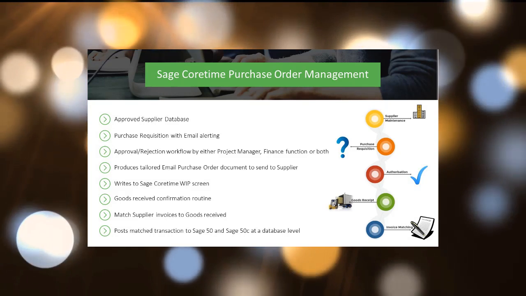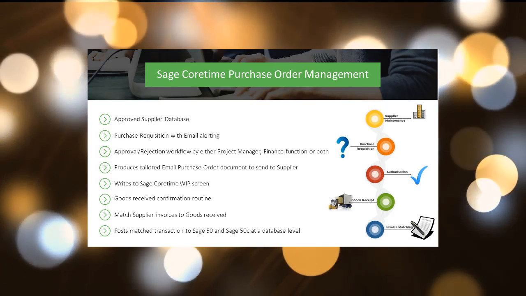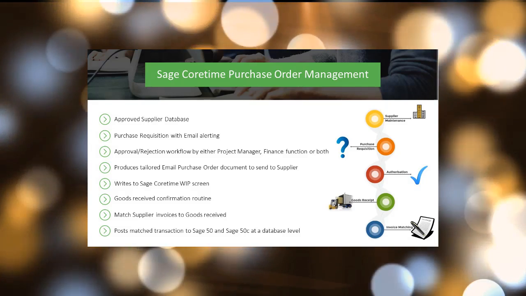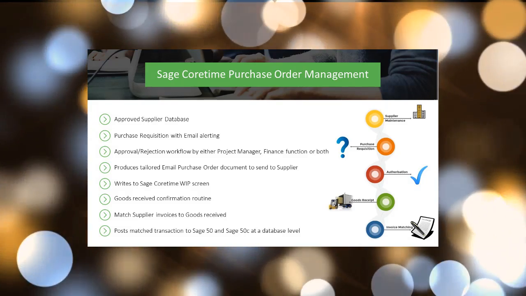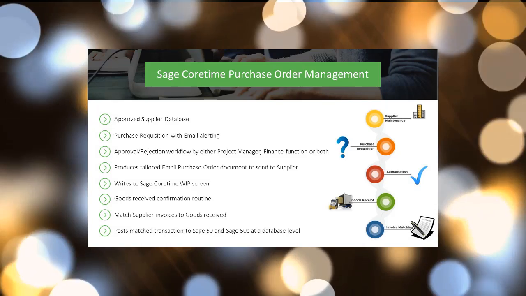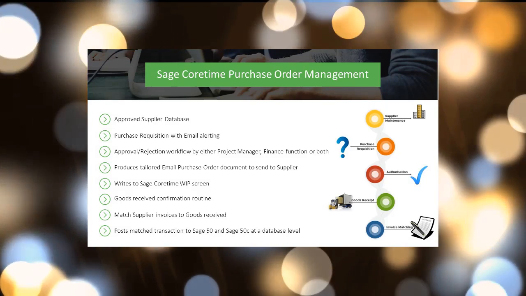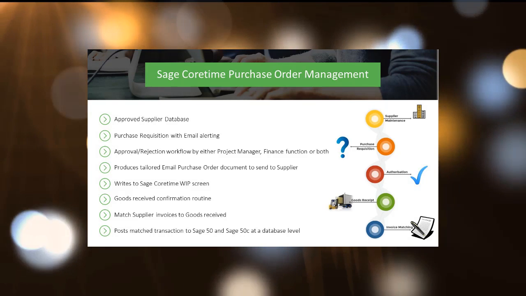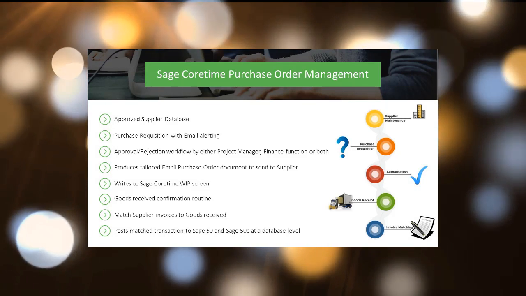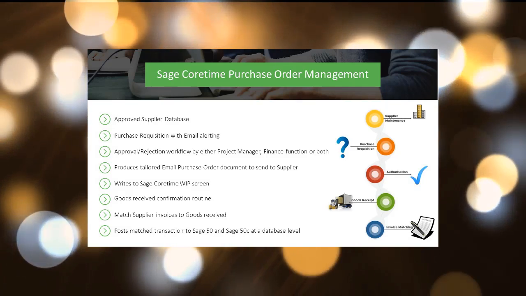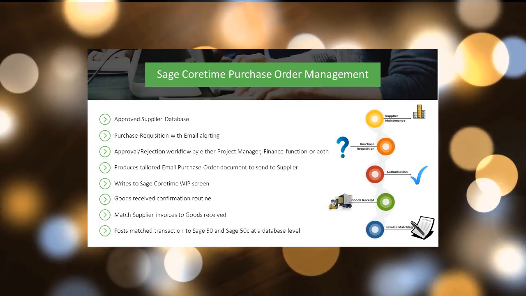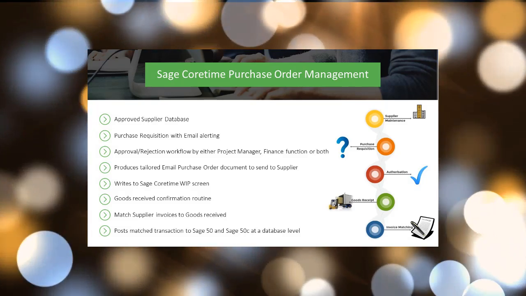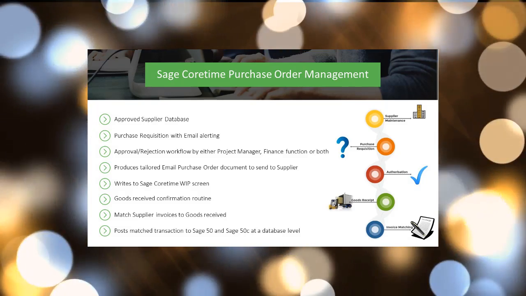The value of the purchase order is now written into the Sage Coretime project and is visible on the work in progress screen and all relevant reports. Next, goods and services are then marked as being received or partially received in the receipting screen. And when the supplier invoice arrives, this can be matched to the aforementioned receipt or marked for follow-up. Finally, the matched transaction is passed through to your Sage account system at a database level without any need for rekeying or importing of Excel files. So, let's see this in action.